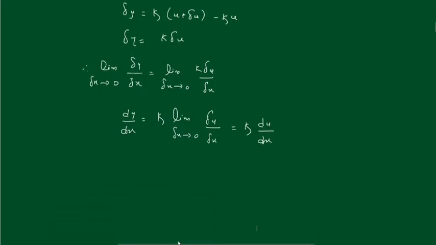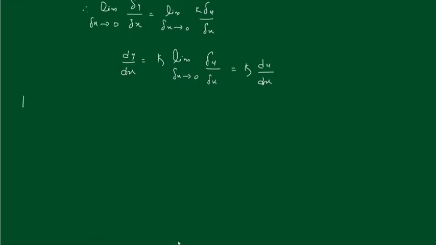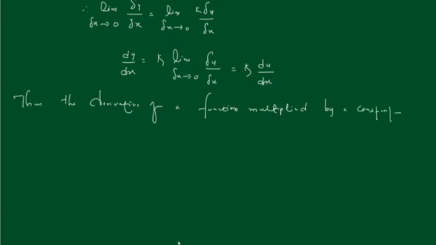So what we can get as the conclusion: thus the derivative of a function multiplied by a constant is a constant times the derivative of the function, right? So thus the derivative of a function multiplied by a constant is a constant times the derivative of the function.